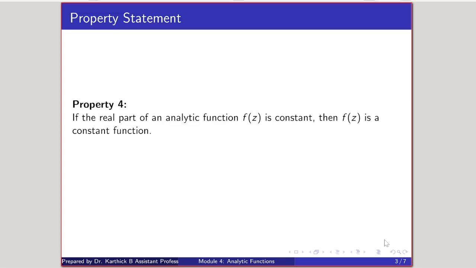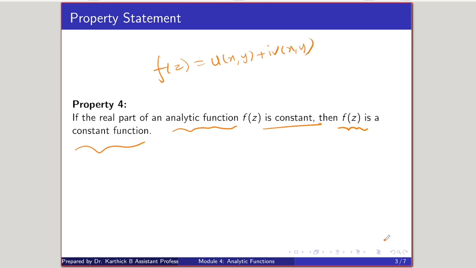So it will be: if the real part of an analytic function is constant, then we say that f of z is a constant. We know that f of z will be equal to u of x comma y plus i into v of x comma y. What they are saying is that if the real part is a constant function, then we can say that the whole function f of z is constant.